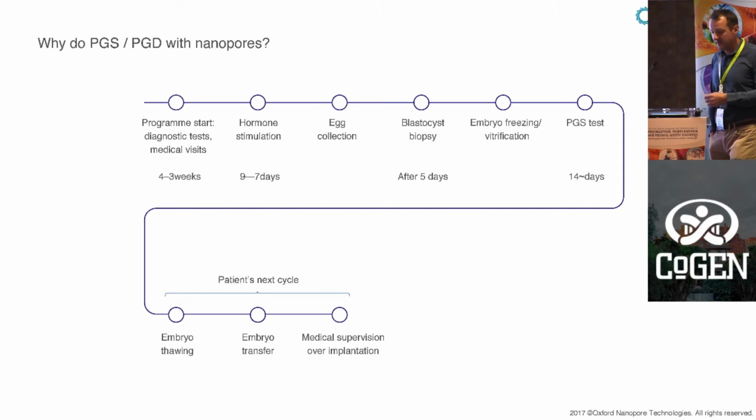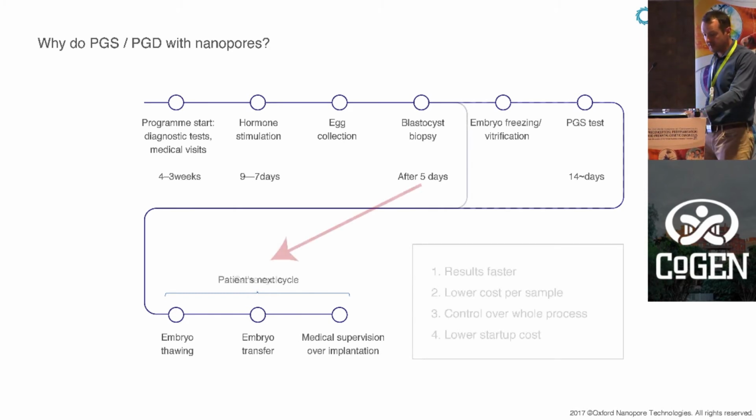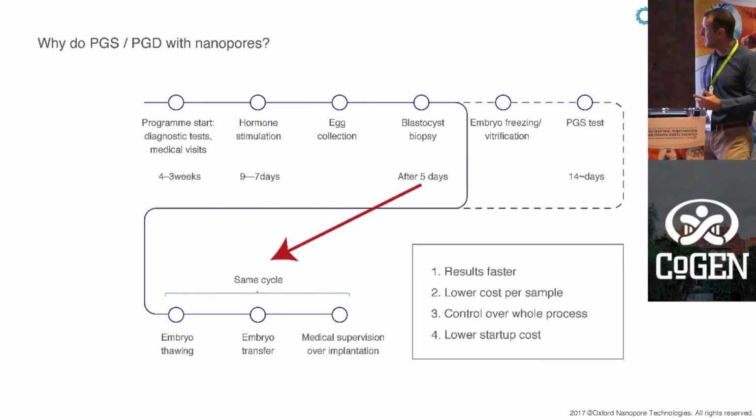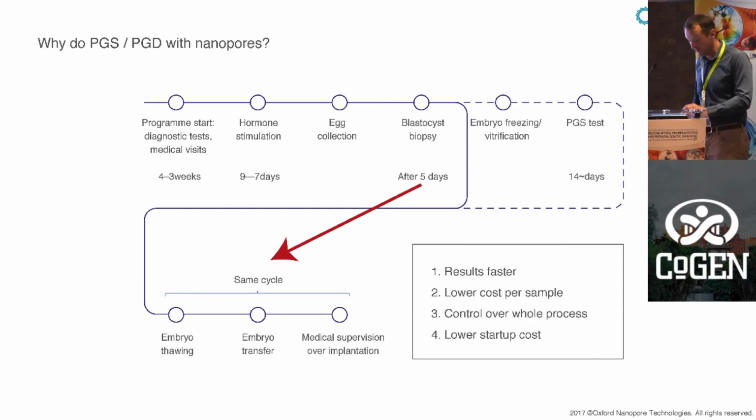But this is a typical workflow that I got from Google. And the thing that strikes me is that the PGS test of this part takes about 14 days. Now, because we've got a real-time sequencer, we can really cut that down to the point where we can take the cells and return the results within the same day. Whether or not that's of any use to people doing PGS, I don't know, but there's never any harm in getting the results back quicker. So, one, we can get the results back faster.